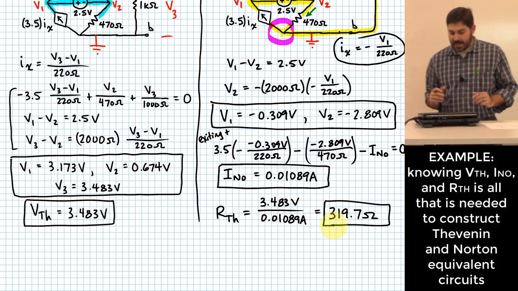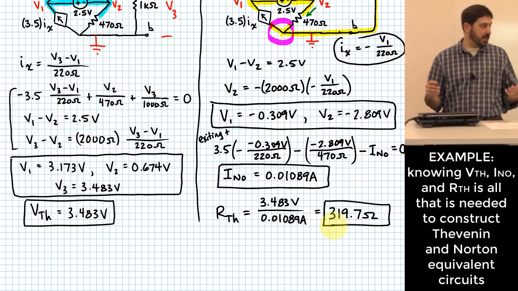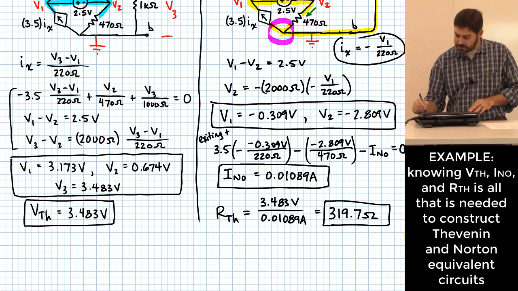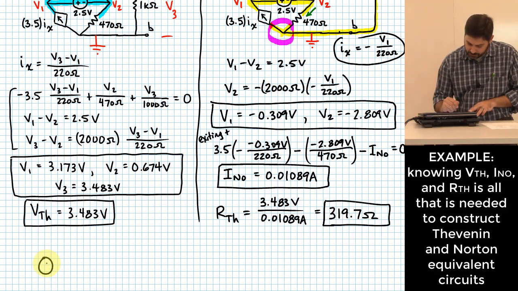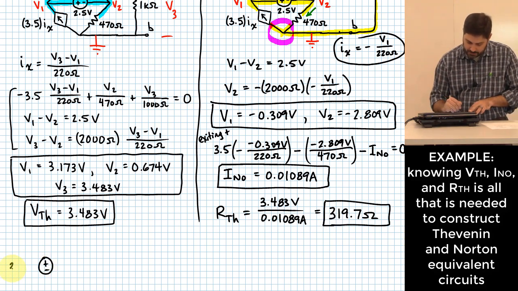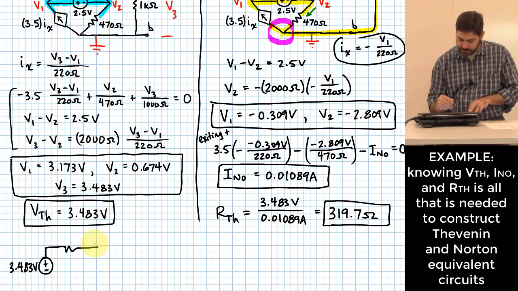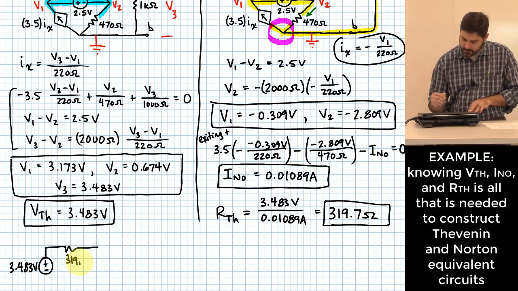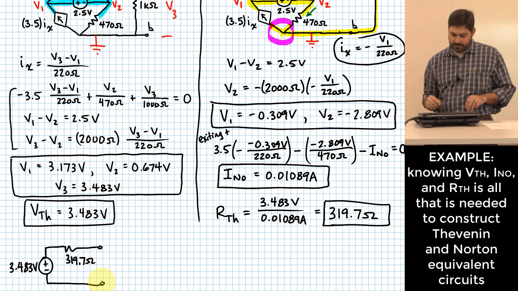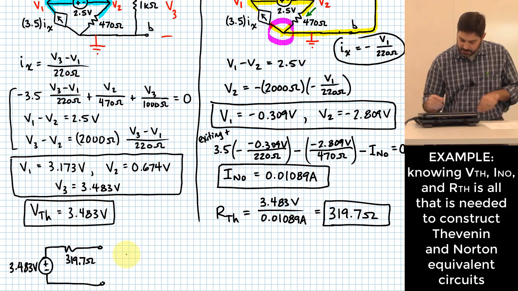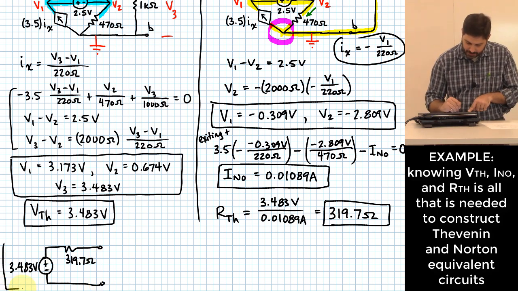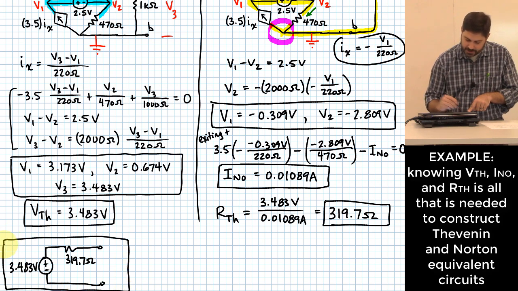That gives me everything I need to be able to construct my equivalent Thevenin and Norton circuits. The equivalent Thevenin circuit would look like this, where I have 3.483 volts going through a resistor here of 319.7 ohms. That would be the equivalent Thevenin circuit. So maybe I'll box that, because that was actually supposed to be the thing I was coming up with, right?